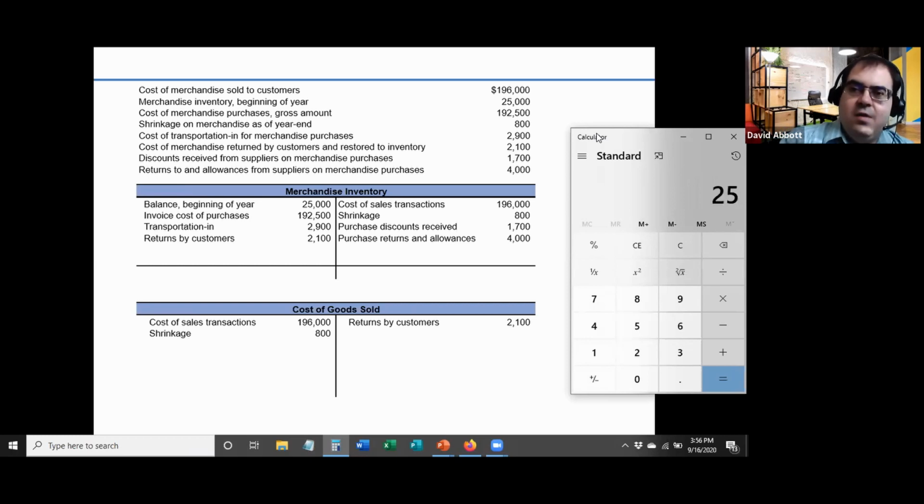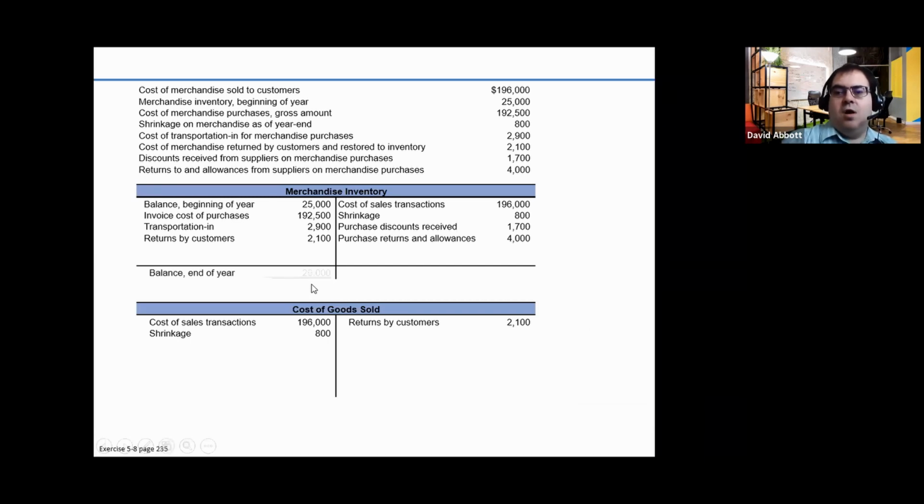is add up all of our debits, minus our credits, and that's going to equal our balance. And we know that for merchandise inventory, it should have a normal debit balance because it's an asset.